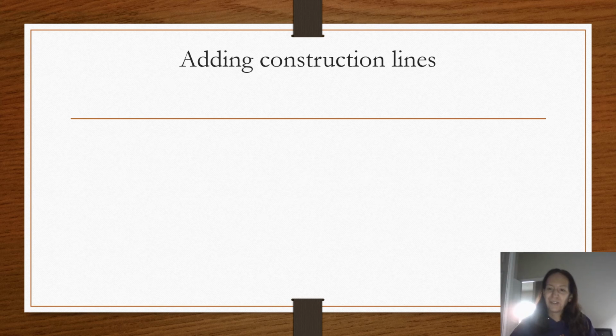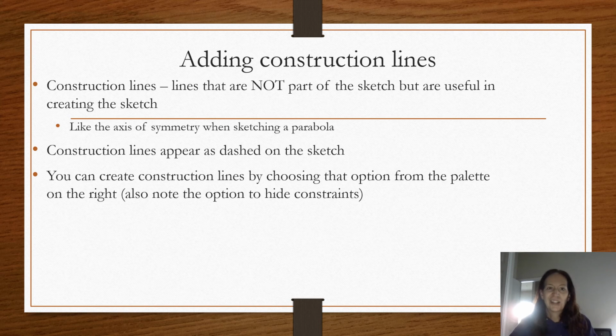And now we're going to do some construction lines, which we need for some of the other constraints. So a little bit of background. Construction lines are lines that are not part of the sketch, but are useful in creating the sketch, kind of like the axis of symmetry when you're sketching a parabola.